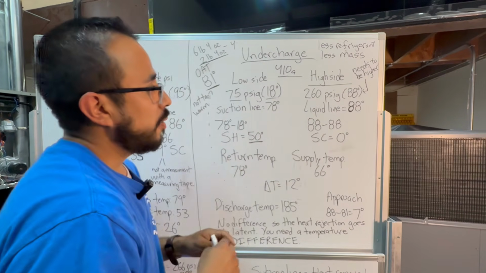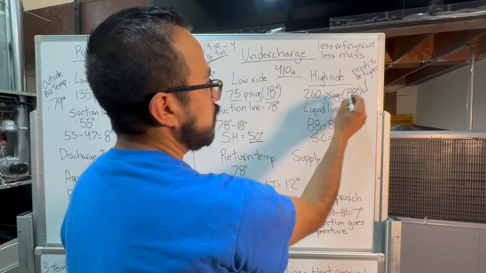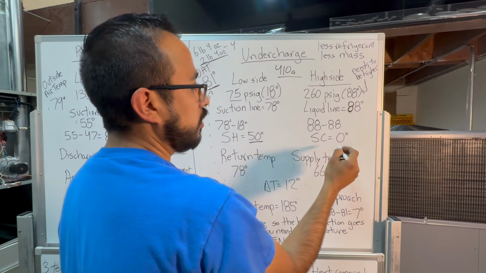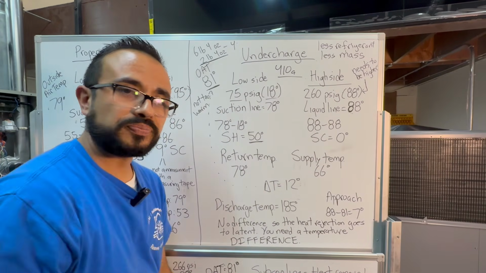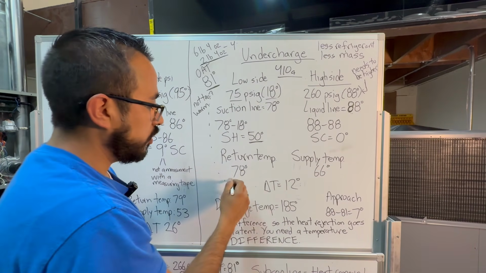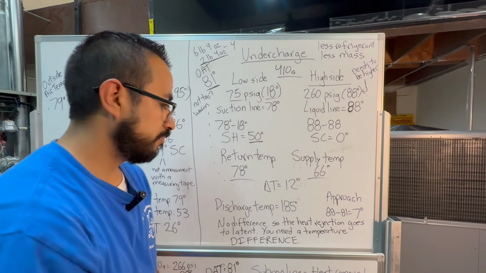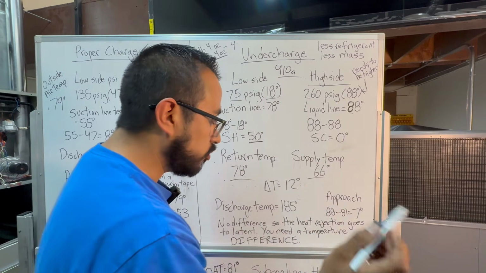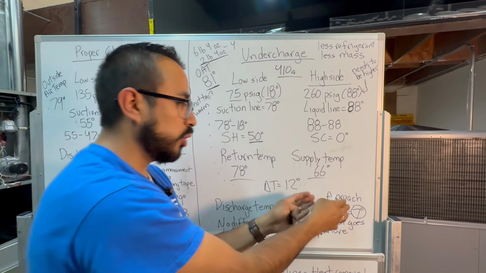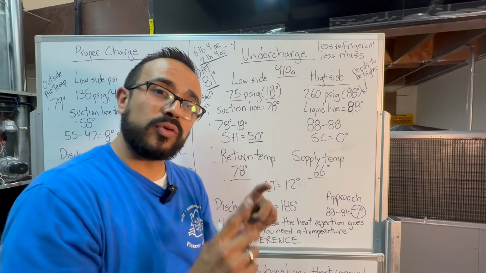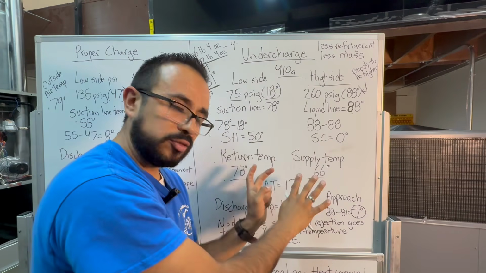My subcooling, and this is going to be the focus here, the key. 88 condensing temperature minus liquid line, because that's the formula for subcooling. 88 minus 88, 0. And my return temperature was 78. My supply was 66. I got a delta T of 12 degrees. And my approach, it's interesting, it was 7 degrees. It was kind of in range. So that's why you're not really looking at approach. Although when we go over dirty condenser and overcharge, that's going to matter, but not in this specific case.